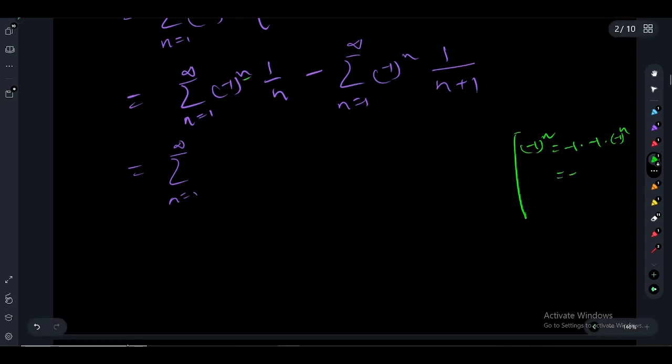So this can be written as minus 1. Now using the formula of powers, we can write it as minus 1 whole to the power n plus 1. So you can replace minus 1 whole to the power n with minus 1 into minus 1 whole to the power n. So this can be written as minus 1 into minus 1 whole to the power n plus 1 into 1 by n.